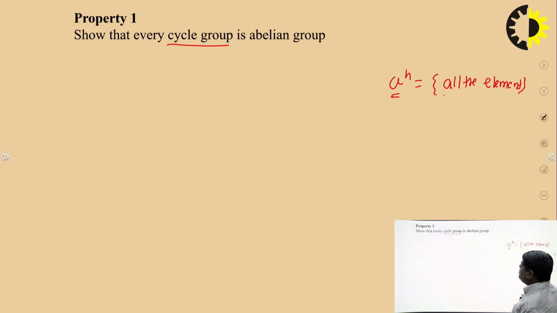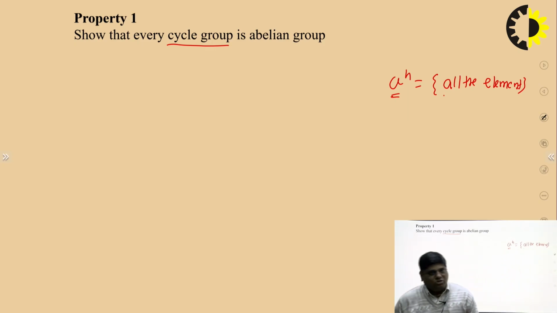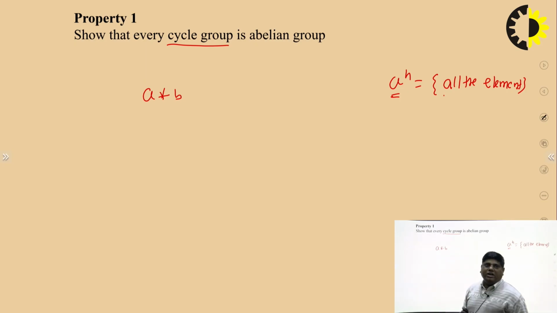Now cyclic group and abelian group is clear. Now we move on to the theorem. Every cyclic group is an abelian group. Now what is the abelian group? Abelian group: simply A into B, and we are going to prove A into B is equal to B into A.